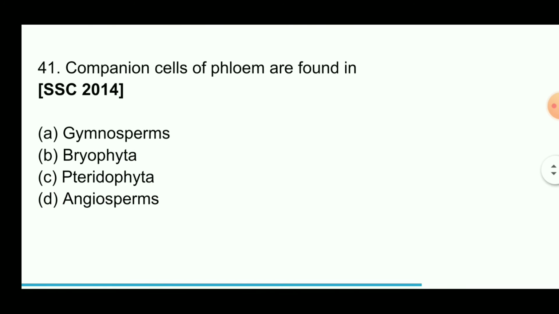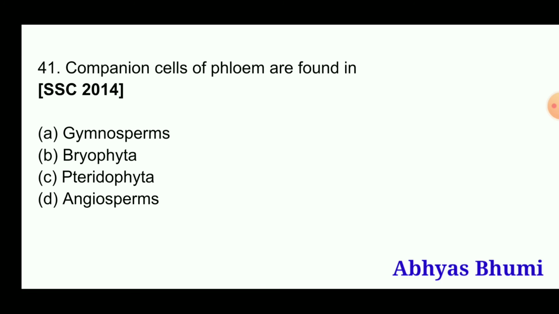Okay, turn for the next question. Companion cells of phloem are found in option A, gymnosperms, option B, bryophyta, option C, pteridophyta, option D, angiosperms. Tell me the right answer if you know it. The right answer is option D, angiosperms.